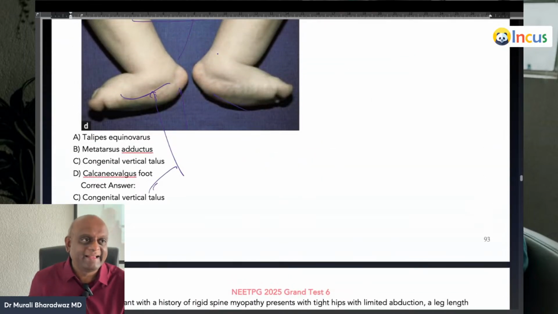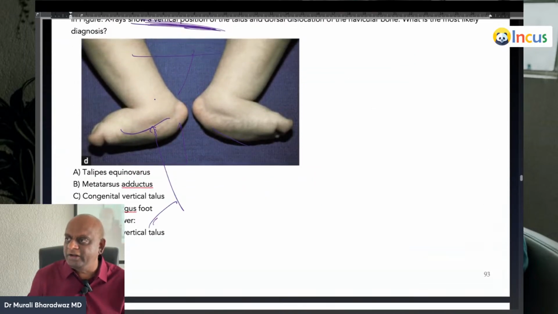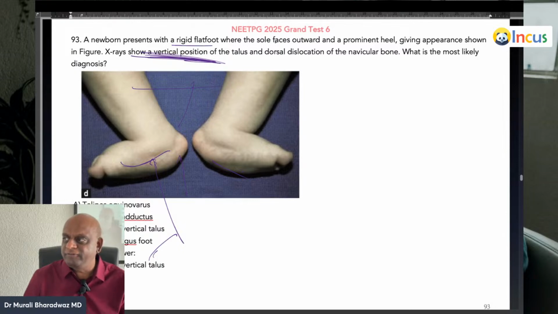Only the description is being given, no? Rigid flat foot with soles facing upward with a prominent heel. With this kind of appearance, you should identify.